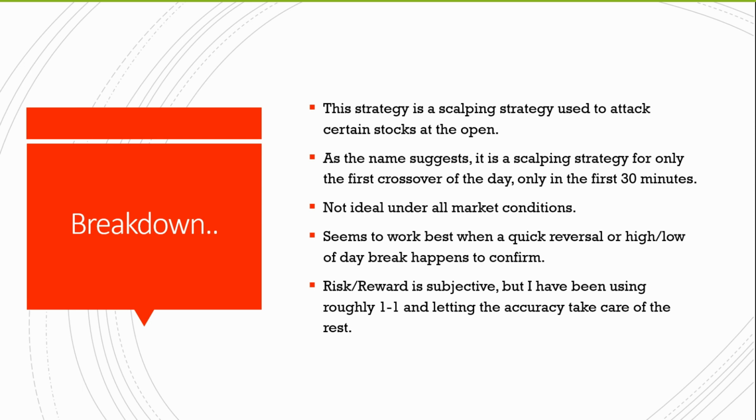Like this says, the risk reward is subjective. Some people can use different levels. That's just what has been working for me, letting that 1-to-1 level really work, because the accuracy is really what takes care of this strategy. I know a lot of people with this strategy were talking about how you could get in when the crossover happens and then hold for the next crossover.